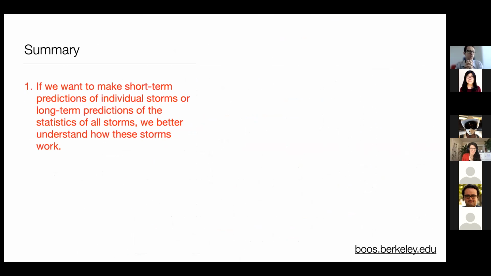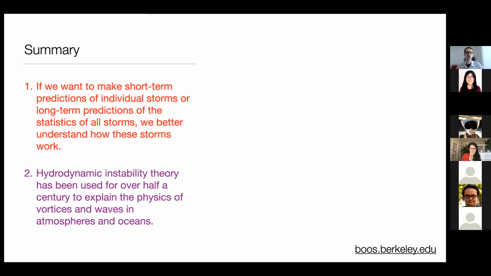Just jumping to the end, my summary is what I said at the beginning: if we want to make short-term predictions of individual storms or long-term predictions, say, as a consequence of anthropogenic climate change over the next century, of how the statistics of all storms will change, we really need to understand how these storms work. What is their fundamental physics? And there is a long history, well over 50 years, of using hydrodynamic instability theory to explain the physics of the amplifications of vortices and waves in both the atmosphere and oceans.